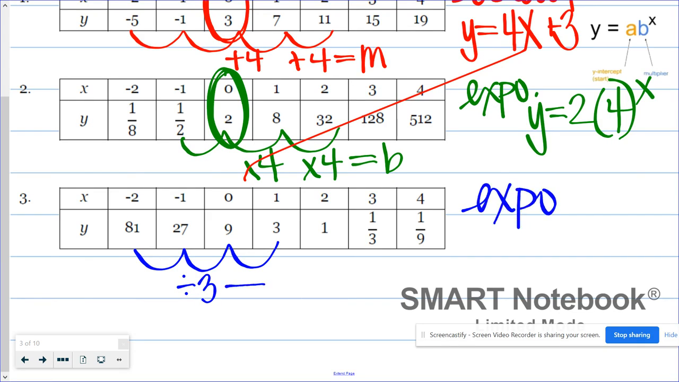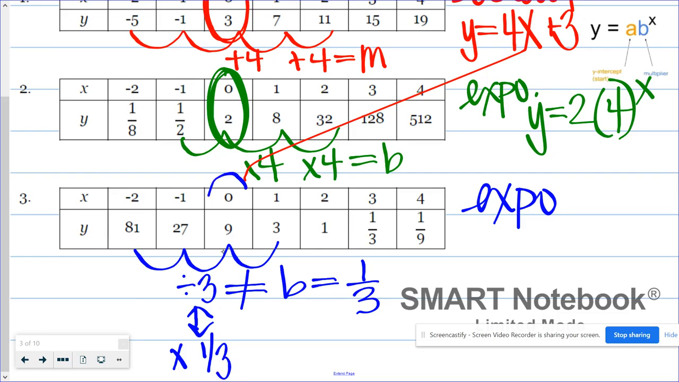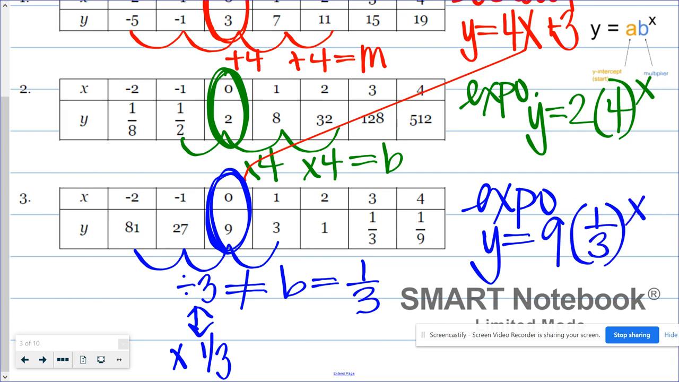But 3 is not the value of b, because b is the number I'm multiplying by. Instead, b is the reciprocal, so it's 1/3. Division by 3 is the same as multiplication by 1/3. That's the reciprocal. The initial value of my function is right here. When x is 0, y is 9. So for my exponential function, I'm going to write y equals 9 times 1/3 to the x power.